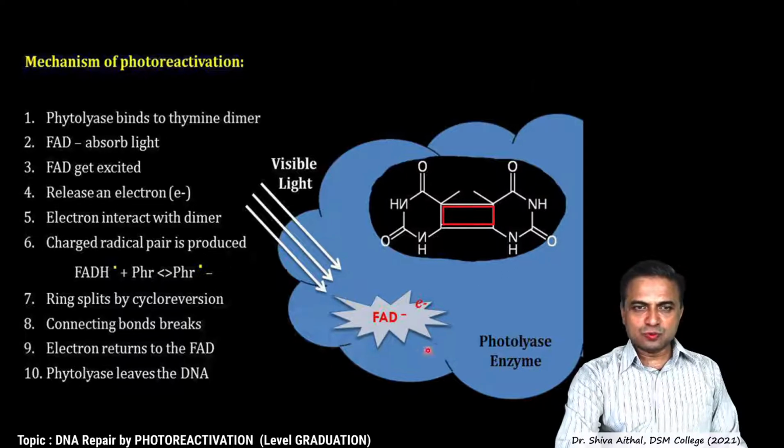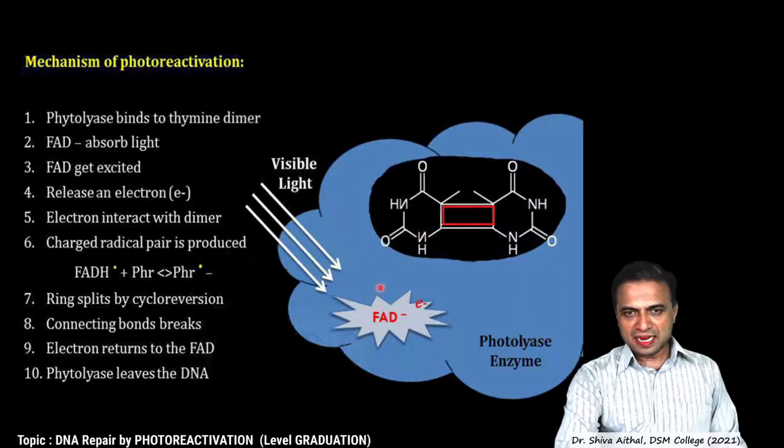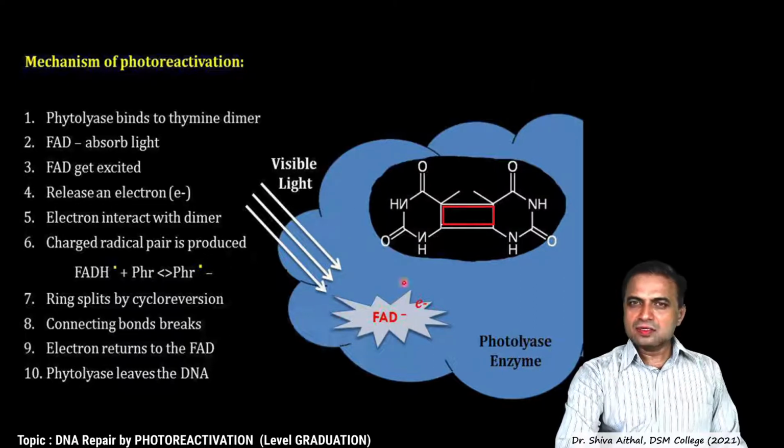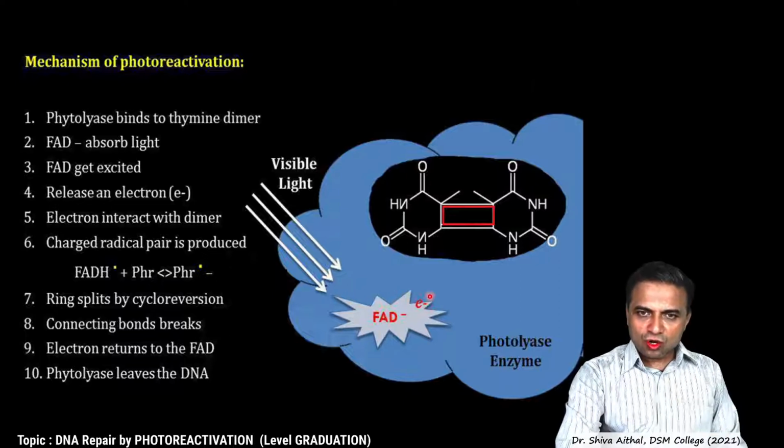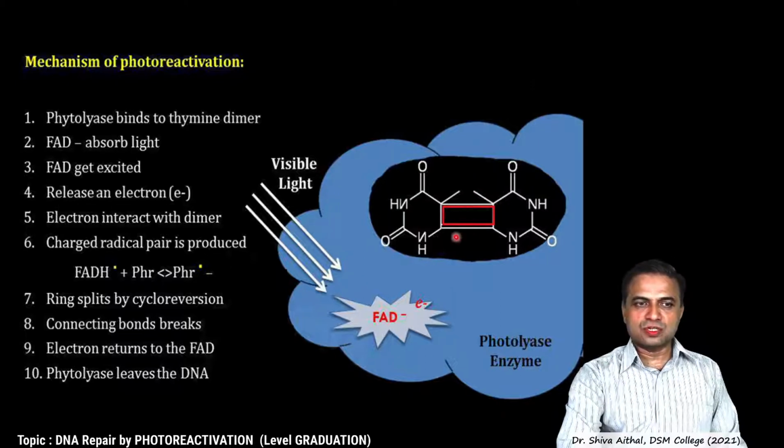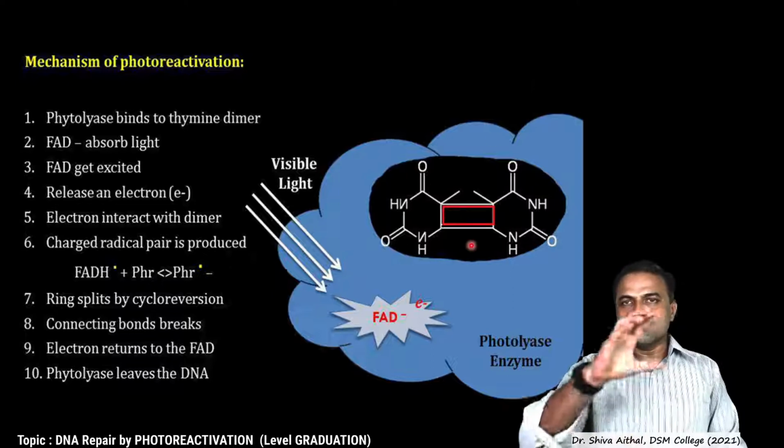FAD absorbs the light. This is a photolyase enzyme. Visible light is absorbed by the chromophore group FAD. FAD gets excited and releases an electron. This electron interacts with the dimer, and a charged radical pair is produced, that is FADH plus the electron.